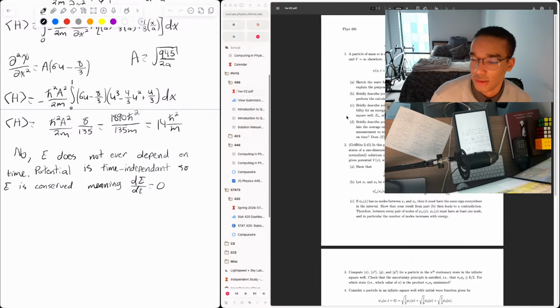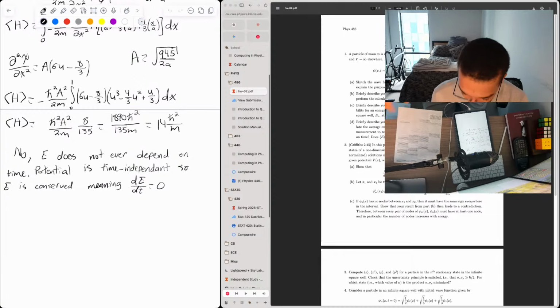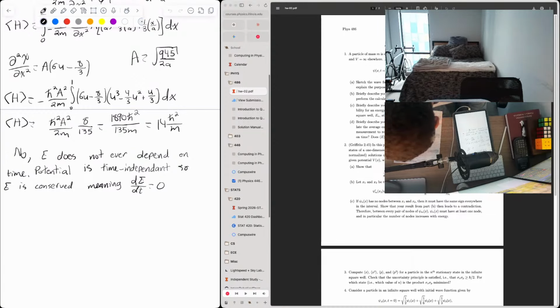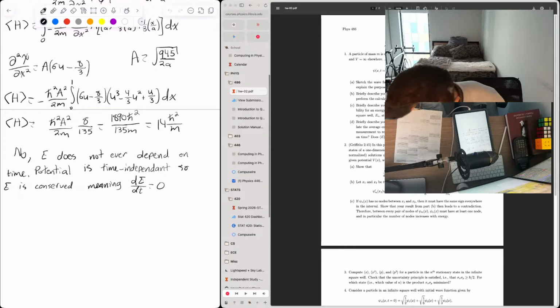E does not depend on time. I believe 2.45 is on my equation sheet. Oh no. Yo, 2.44 is on here twice. Oops. 2.44 is on here twice.